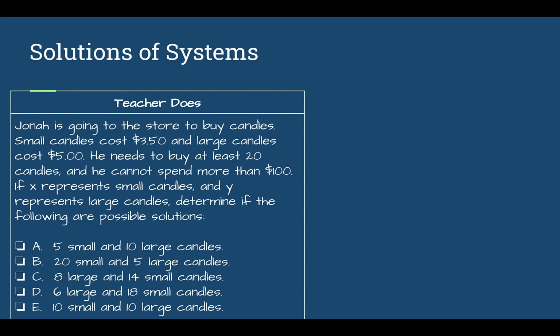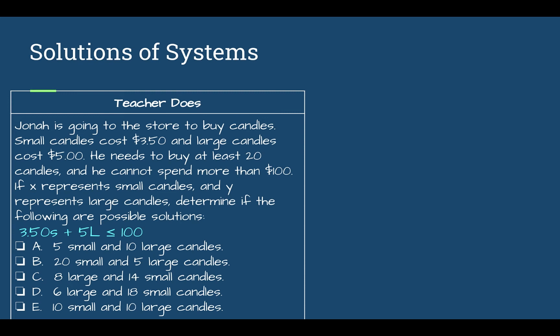First, as we did before, let's write our inequalities and graph what they look like. So for now, I'm going to keep them as S and L so we can differentiate between our small and our large. So $3.50 S plus $5 L. Those are both dealing with money. He can't spend more than $100, so less than or equal to 100. When we are testing our solutions later, we'll just note that S is the same as X and L is the same as Y.